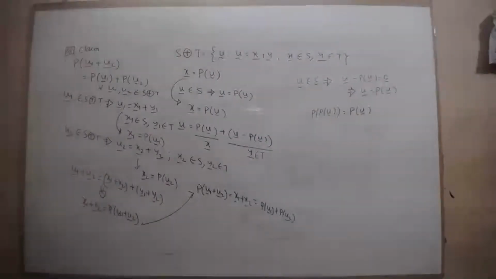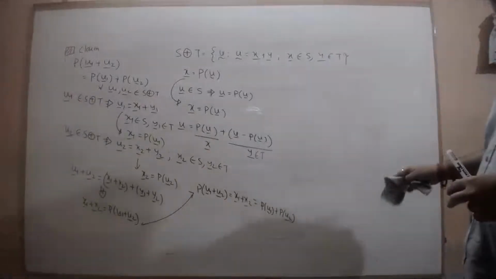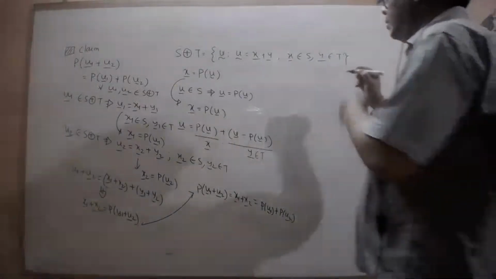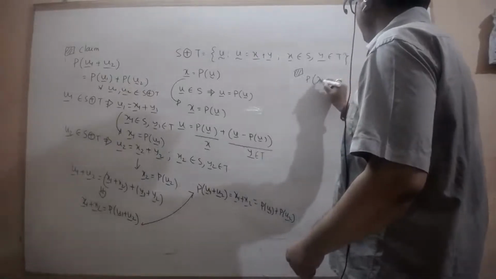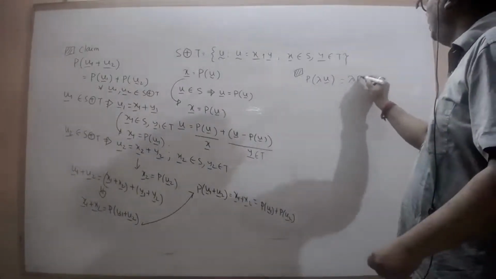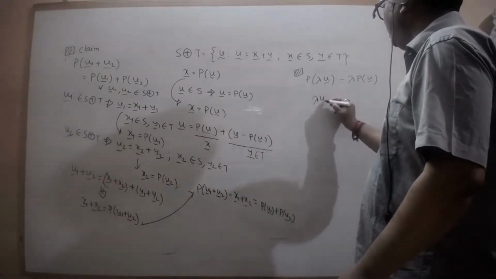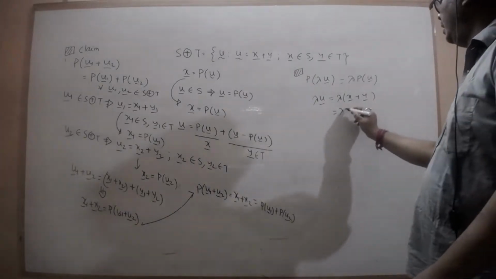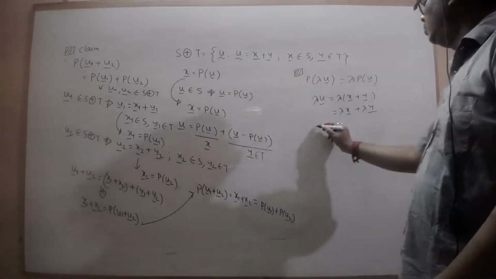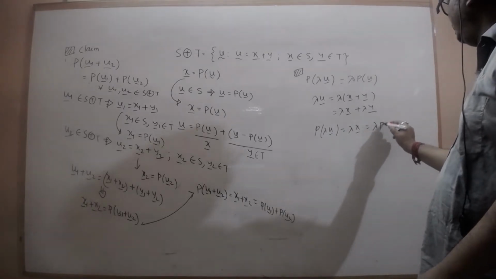Hence, next claim, P(λu) equals λPu. So λu equals λ(x + y) equals λx plus λy. So P(λu) is nothing but λx. Again, x is Pu.